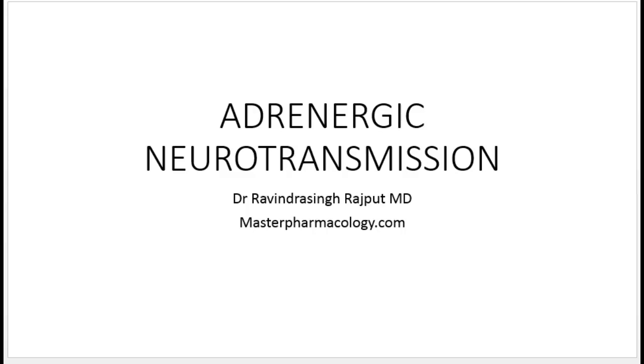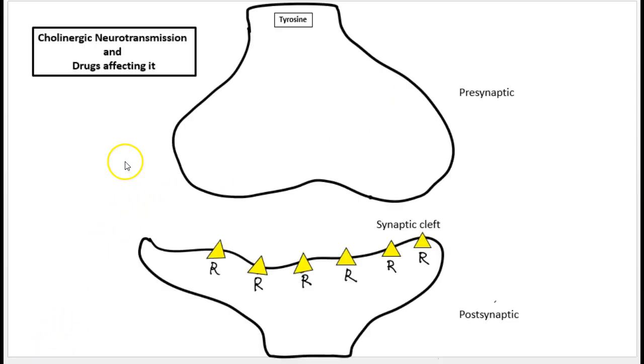A very good day. This session we are going to discuss adrenergic neurotransmission. So let's consider an example of a synapse. This is the presynaptic neuron and this is the postsynaptic connection, and in between is the synaptic cleft, which is a hollow space where these neurotransmitters are released.